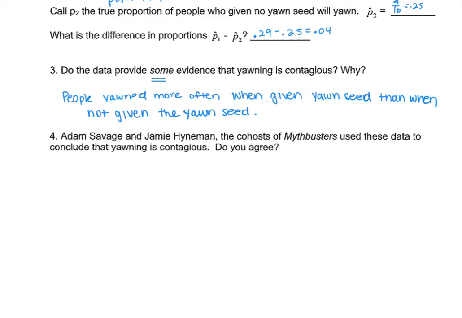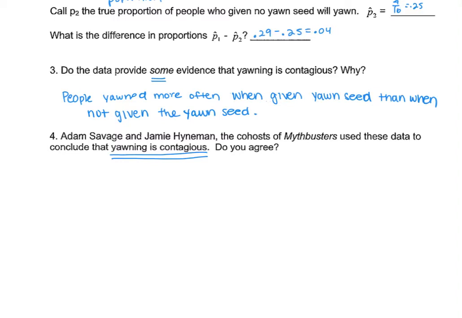So Adam Savage and Jamie Hyneman, the co-host of Mythbusters, they used this one single sample data to conclude that yawning is contagious. And I don't know, depending on how much you paid attention in my class this year, every time you watch Mythbusters, you'll be annoyed because they always use one sample or one experiment to make a Mythbuster conclusion. And you can't always say that that's the truth for everyone everywhere. In that sample, it happened to be a myth busted or not based on that sample.